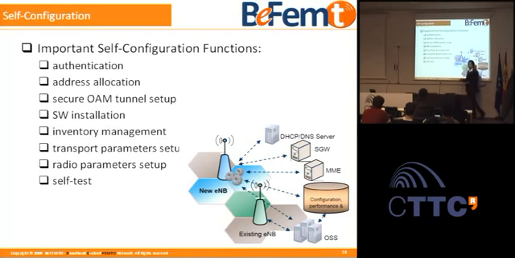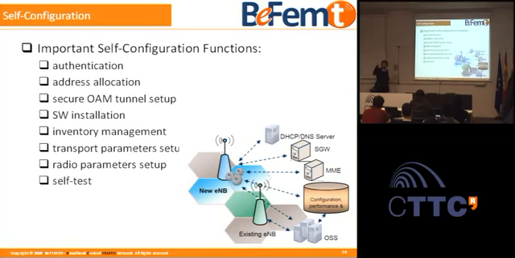You don't want to manually configure the whole thing, so you need to set up really secure tunnels to your management platform. You need to get all the neighborhood parameters, et cetera, et cetera. So that is essentially what we're doing. Authentication, meaning this eNode B is really my eNode B. It's not a fake operator who's putting in an eNode B. Address allocation, so you're able to actually identify that eNode B.